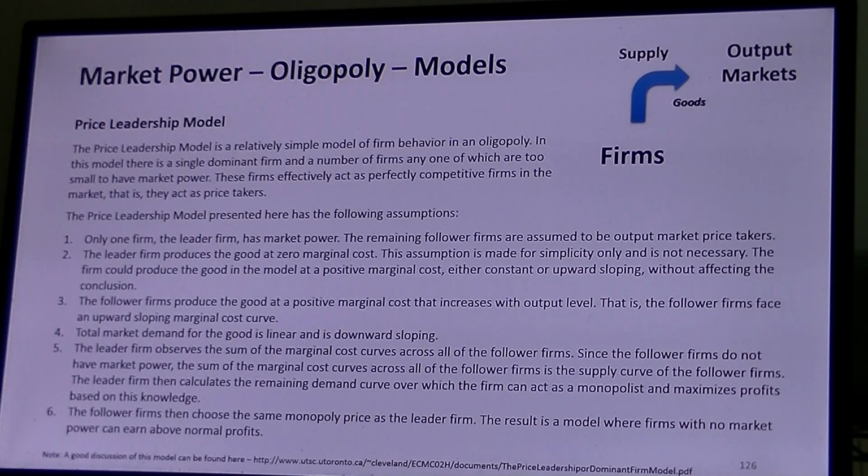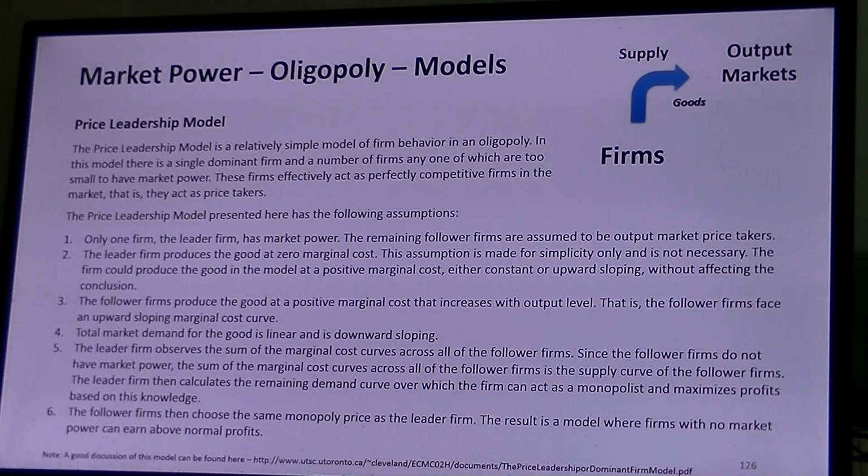The follower firms produce the good at a positive marginal cost that increases in output level. That is, the follower firms face an upward sloping marginal cost curve. So here, this is something that we see in the total market: as the follower firms collectively produce more output, their total cost of production goes up. So they have an upward sloping marginal cost curve.